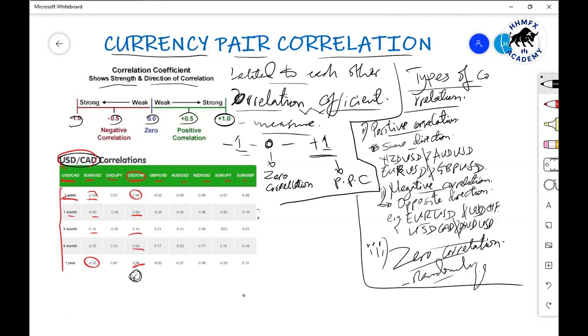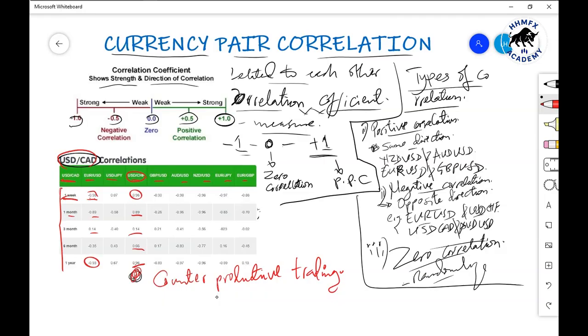Now the first way on how you are going to use currency pair correlation: it is used to eliminate counterproductive trading. We call it counterproductive trading. So currency pair correlation, either positive or negative, is very important to eliminate counterproductive trading.